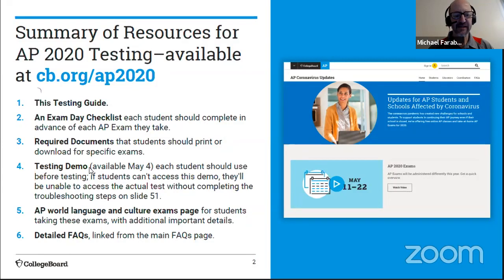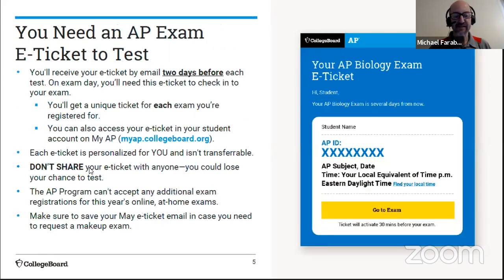So you can go to cb.org/AP2020, and you can find quite a variety of resources. You'll notice in this resource that you'll need an AP exam e-ticket to test, and you should receive it by email, but you can always access the information at myap.collegeboard.org, and you can double check that you are set up to receive emails from the College Board.